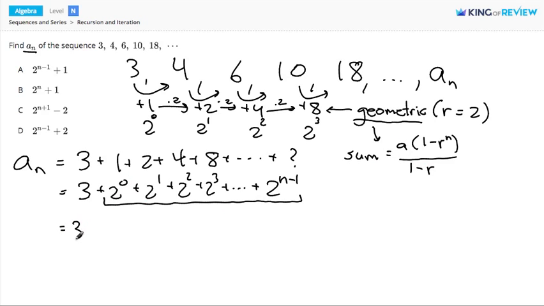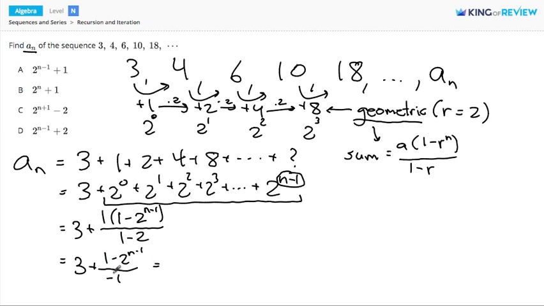So I'll have 3 plus, and then in this sum formula, 1 times 1 minus r to the n. r we decided was 2, and n in this formula means the number of terms, the final number. So in this case that's n minus 1. 2 to the n minus 1. And then on the bottom we have 1 minus r, 1 minus 2. So this is 3 plus, multiplying the top by 1 gives us 1 minus 2 to the n minus 1. In the denominator we have 1 minus 2, which is negative 1.